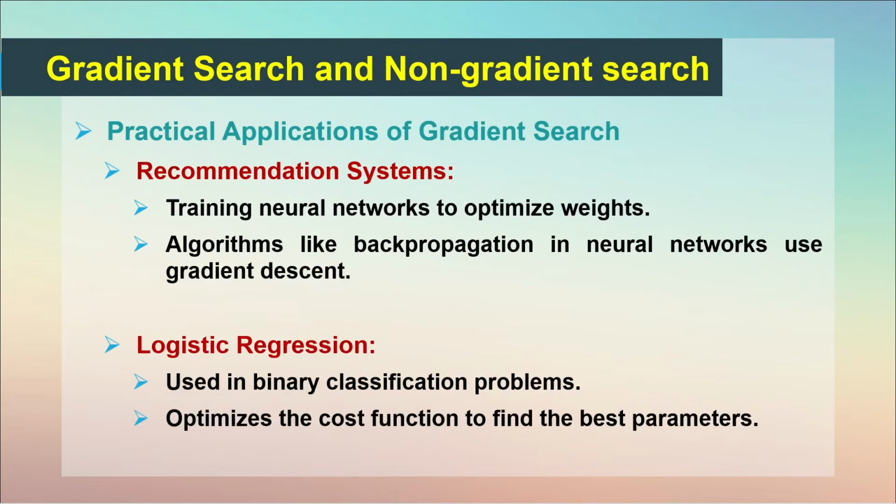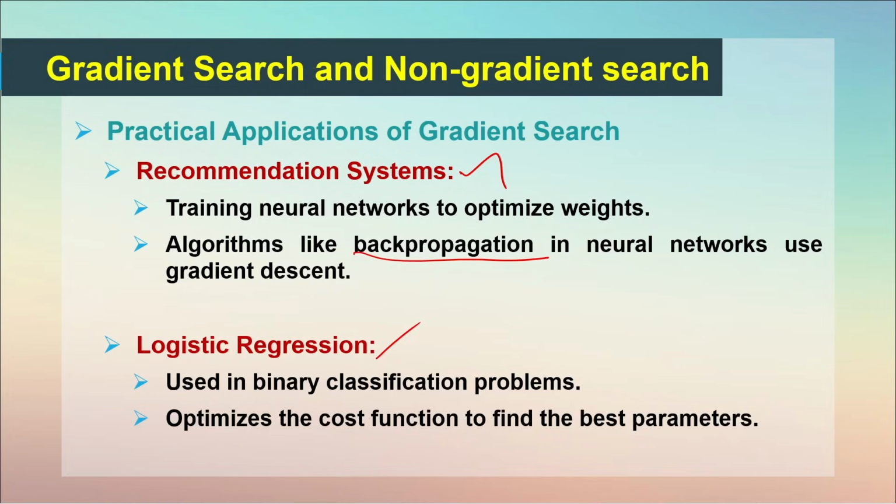What are the practical applications of gradient search? Training a neural network to optimize the weights. When you want to find the optimal values for the weights during the training of a neural network, then you can go for gradient search. Very popular algorithms like backpropagation and other related algorithms mainly use the gradient descent approach.